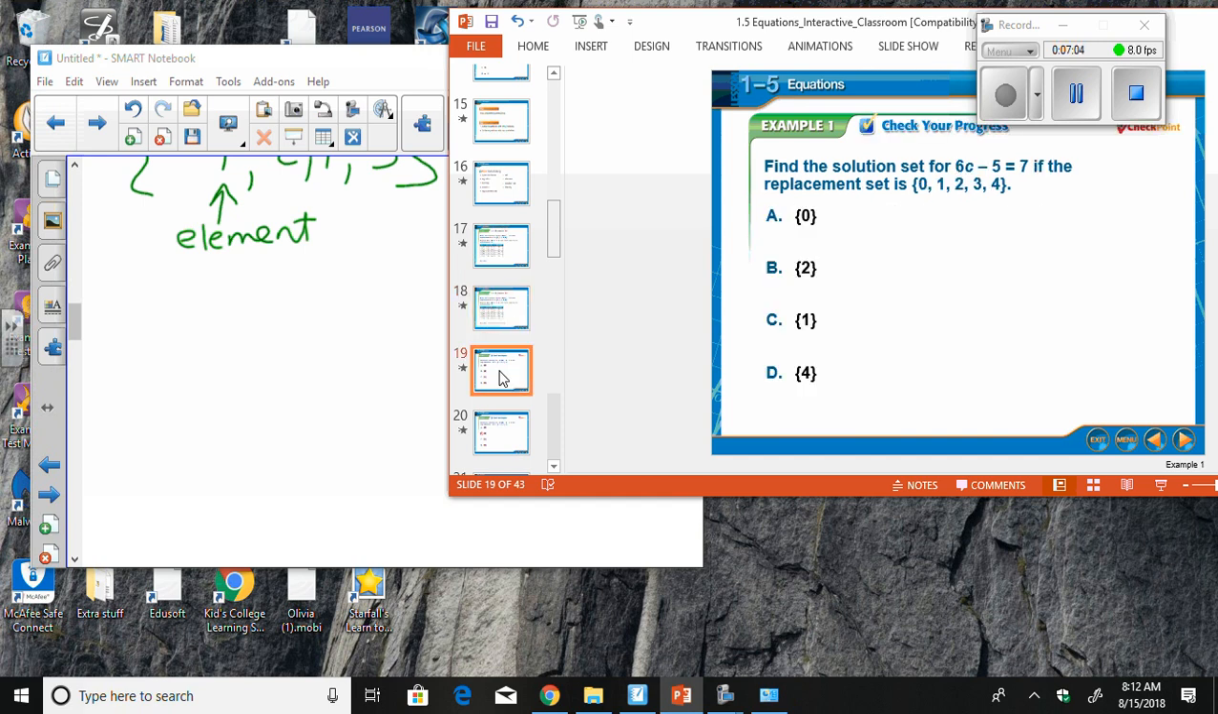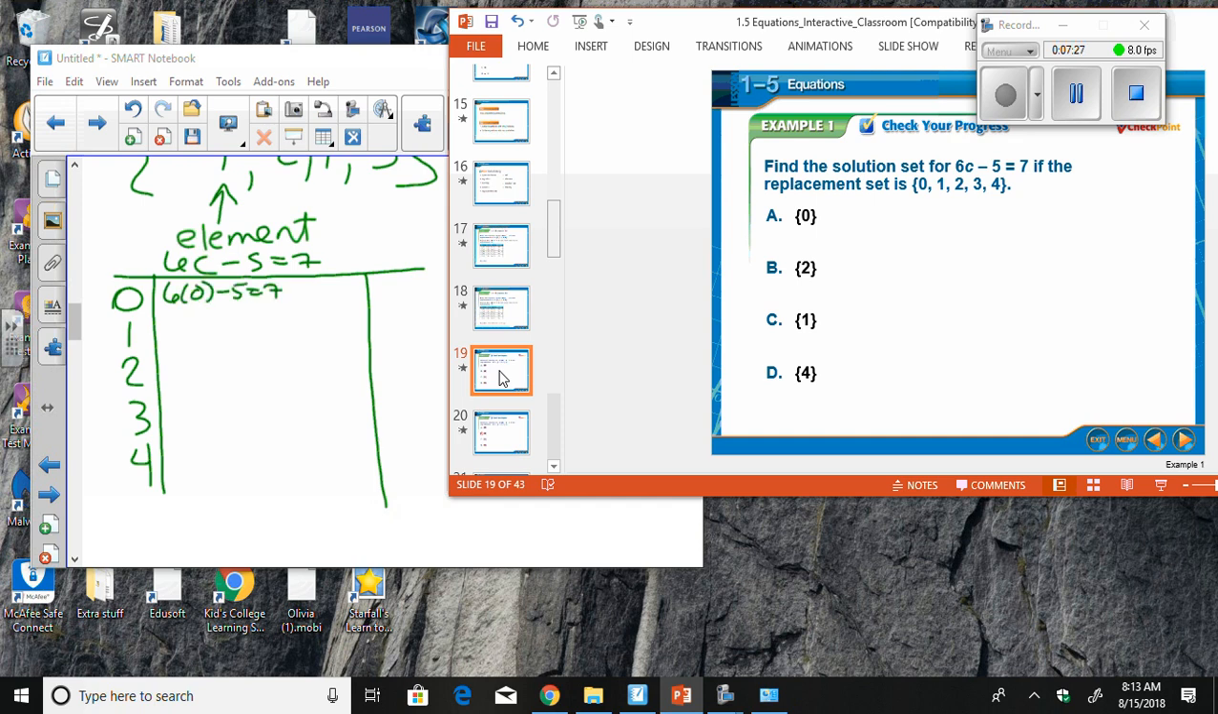Find the solution set for 6c minus 5 equal to 7. I'm going to go over here, and I need 0, 1, 2, 3, and 4 for this solution set. Okay, so this will be 6 times 0 minus 5 equal to 7. So that will be 0 minus 5. Negative 5 does not equal 7.